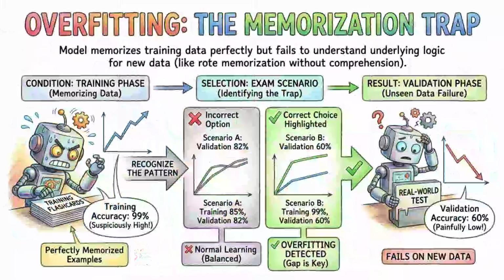The most common and dangerous trap you will encounter during this phase is a phenomenon called overfitting. Overfitting happens when your machine learning algorithm memorizes the training data perfectly, like a student aggressively memorizing flashcards, but completely fails to understand the underlying logic. When a model overfits, it will score an incredible 99% accuracy on the training data, but it will perform terribly on the unseen validation data. The certification exam absolutely loves testing your ability to instantly recognize overfitting by presenting a scenario where training accuracy is suspiciously high while validation accuracy is painfully low.